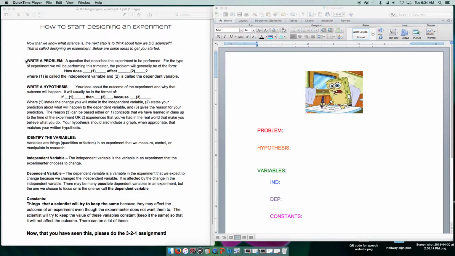So the first thing we do as scientists is usually we notice something that happened and we write a problem that we want to solve. The problem is really a question that describes the experiment to be performed. For the type of experiments we will be doing this trimester, the problem will generally be in the form of how does blank affect blank. This first blank, number one, is where we put what is known as the independent variable, and how does it affect number two, which is called the dependent variable. We'll talk about those variables in just a little bit, but let me give you an example.